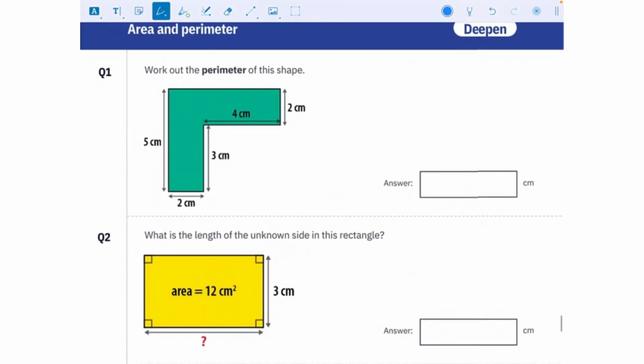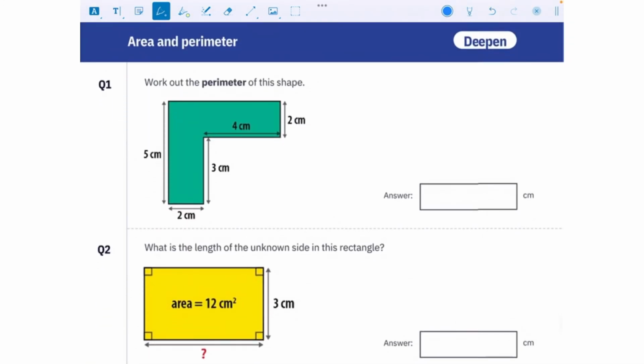Question number 1, work out the perimeter of this shape. So the perimeter, as we know, is the distance around the outside. I need all of the lengths of all of the sides, and I need to go all the way round. This side up here isn't labelled, but let's see if we can work it out. I know that this side here is 4, and I know that this bit here is 2. So altogether, if we add those, we can see that this would be 6 up here.